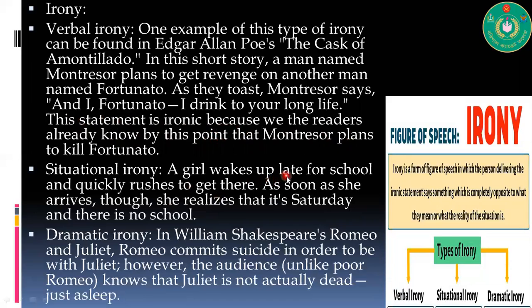Situational: a girl wakes up late for school and quickly rushes to get there. As soon as she arrives, though, she realizes that it's Saturday and there is no school. That's situational irony. Dramatic irony: in William Shakespeare's Romeo and Juliet, Romeo commits suicide in order to be with Juliet. However, the audience, unlike poor Romeo, knows that Juliet is not actually dead, just asleep.